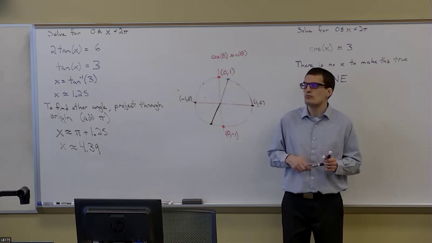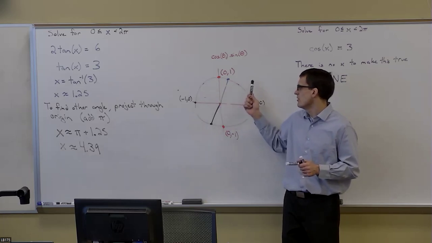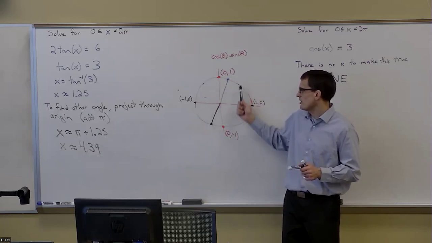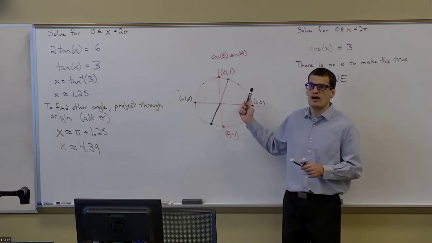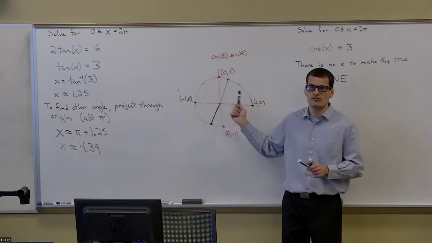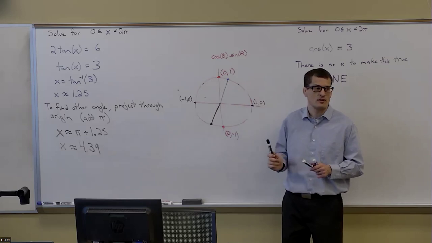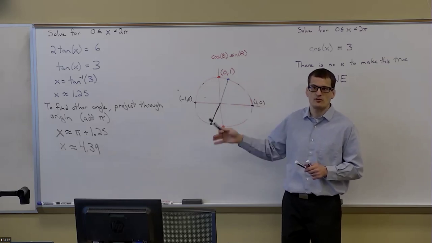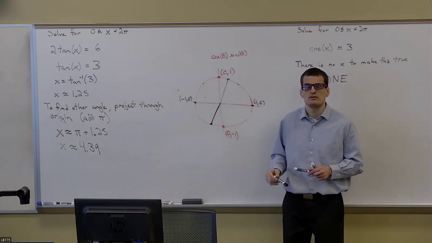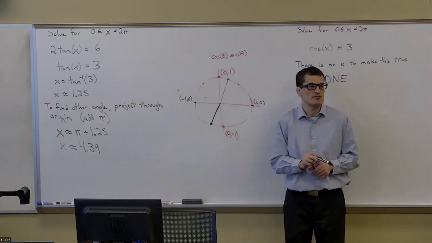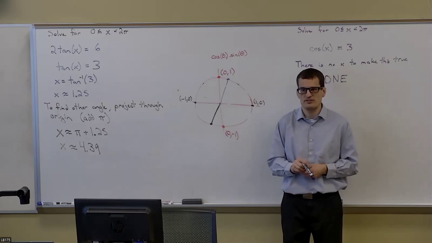So with cosine, we have to project across the x-axis. With sine, we have to project across the y-axis. With tangent, we have to project through the origin. And I always think projecting through the origin is the easiest one because you just add pi and you're good to go.